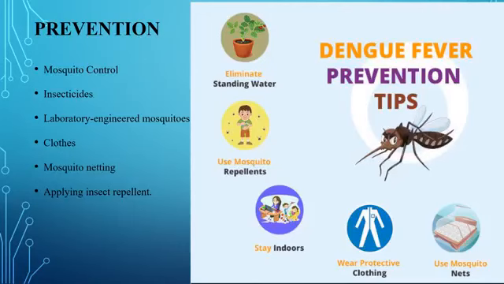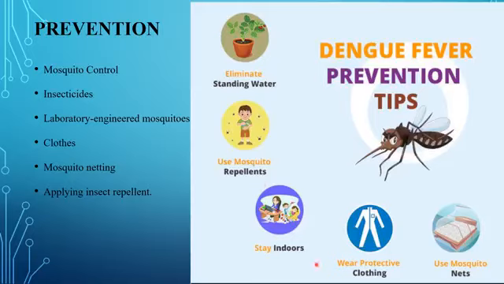Now, prevention. How will we prevent ourselves from dengue virus infection? The first one, we have to eliminate the standing water, either in our home or outside the home. Second, we have to use mosquito repellents. We have to use different types of repellents available in the market.